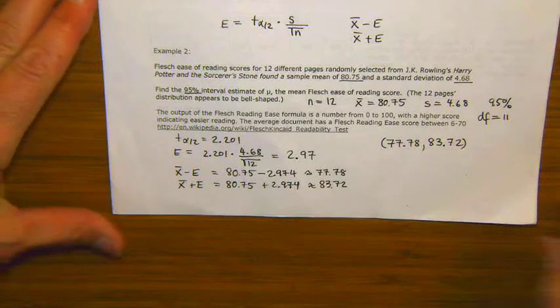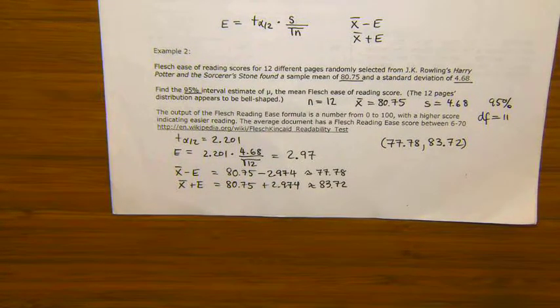It says the output of Flesch reading ease formula is a number from 0 to 100 with a higher score indicating easier reading. The average document is between 60 and 70, so when you compare the confidence interval, you could say, hey, this is easier to read than the average document, right?